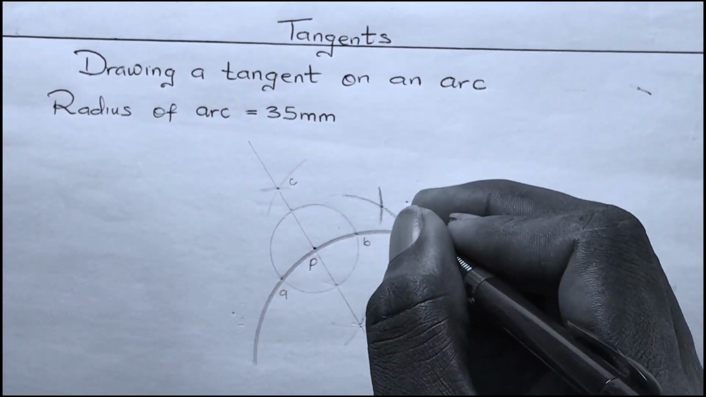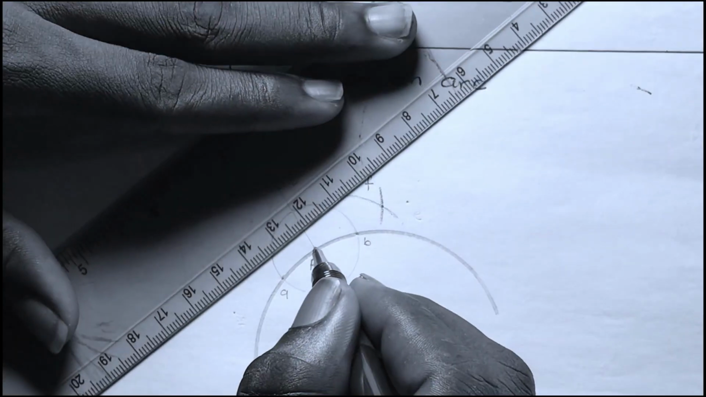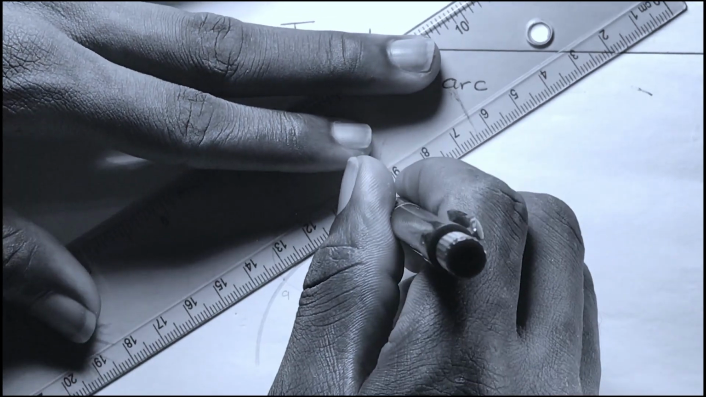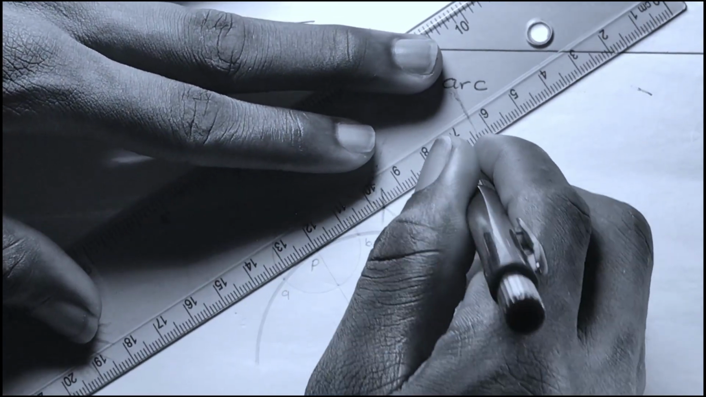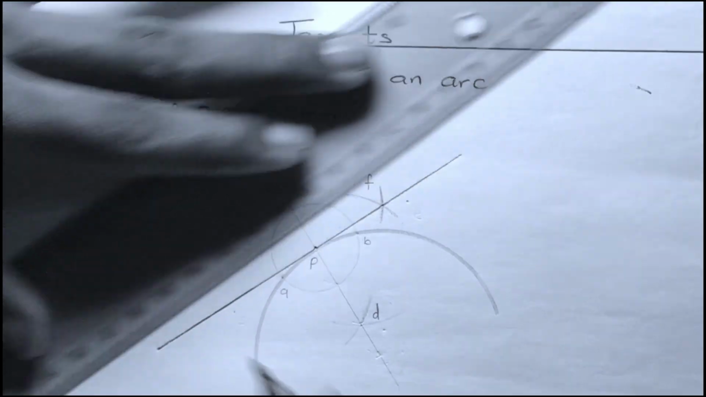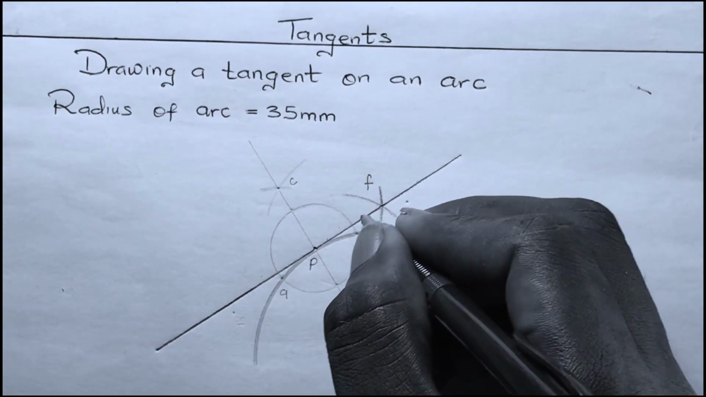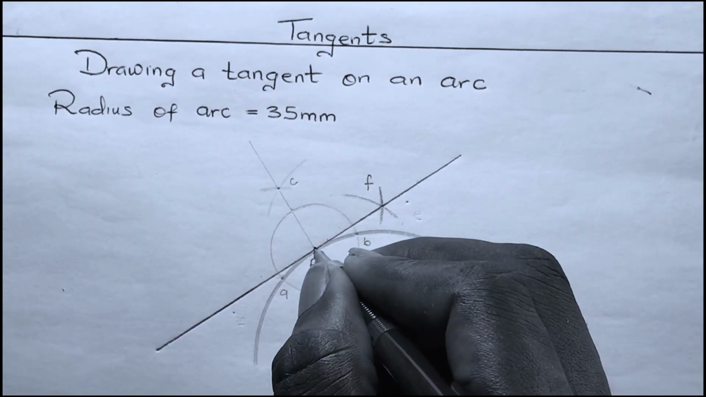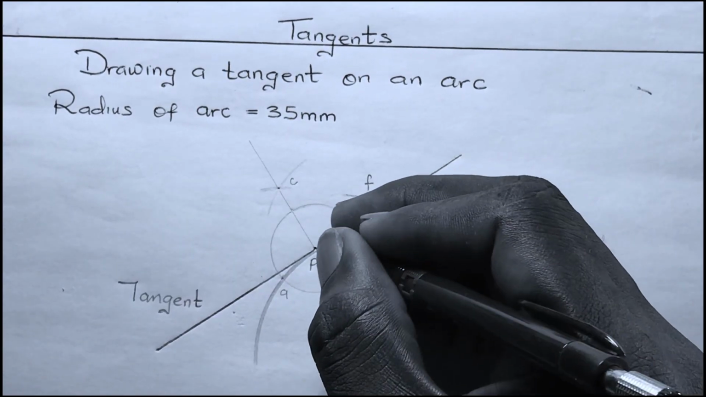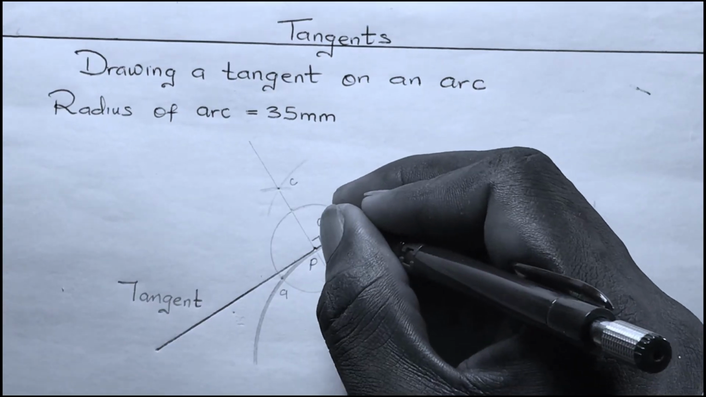regard it as point F, and then we join it to point P to draw out our proposed tangent for the line. So we have our new line through point F and point P as our tangent, which is 90 degrees to the normal of the circle.